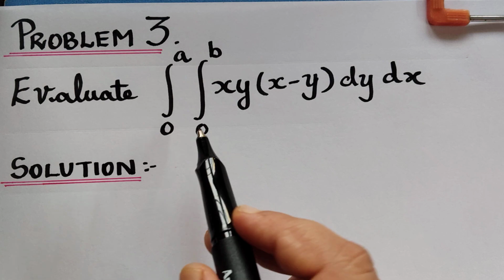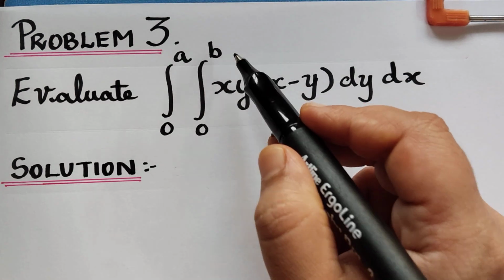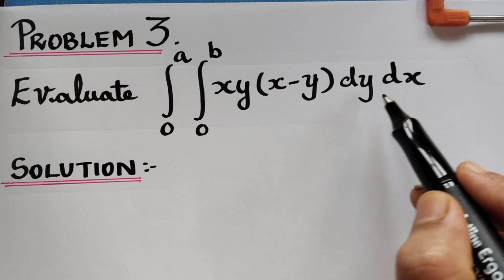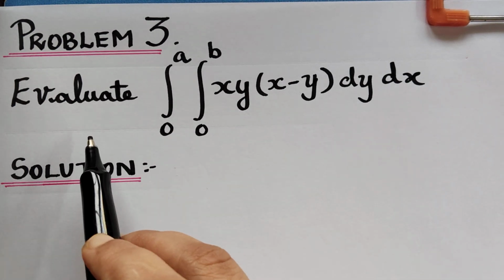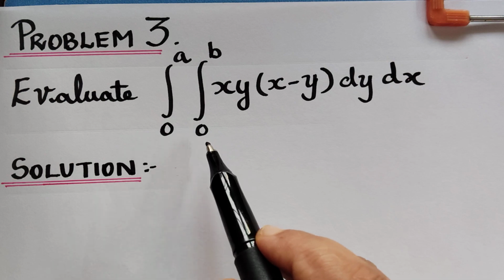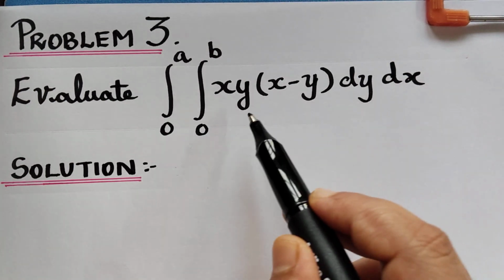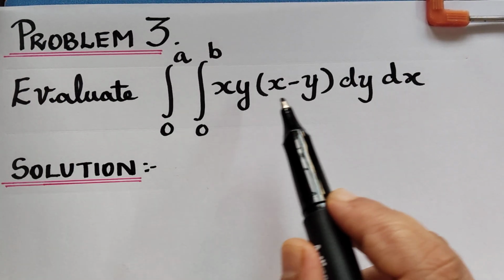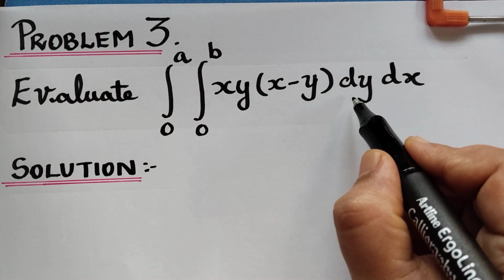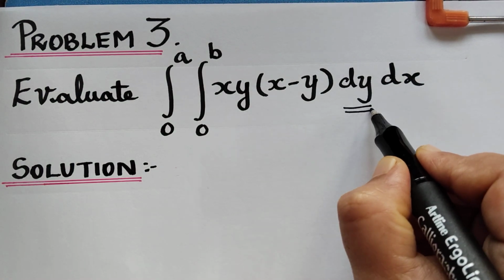Evaluate integral 0 to a, integral 0 to b, xy multiplied with (x minus y), dy dx. In order to evaluate this integral, first of all we have to check the limits. The limits are independent of the variables x and y. Then we have to perform this integral in the order of integration which has been given here. That is, here dy is given first.